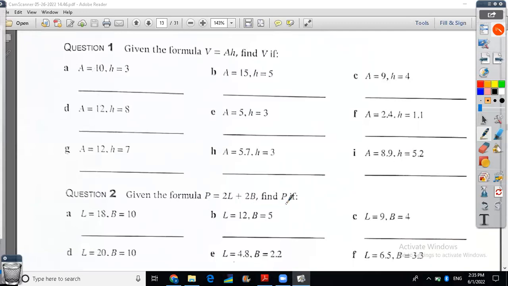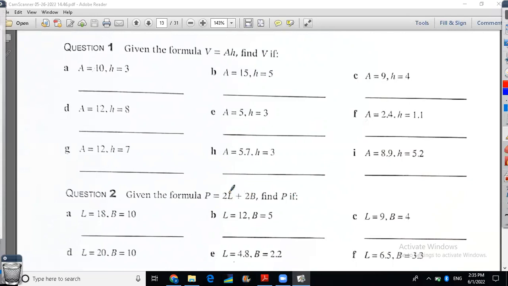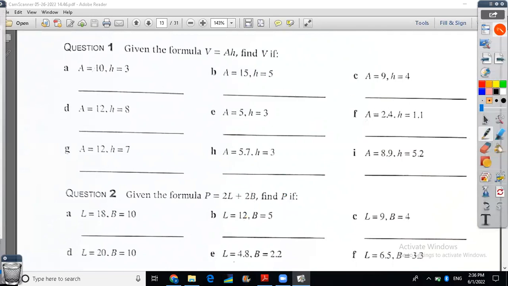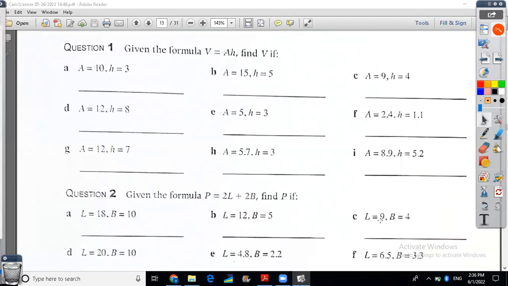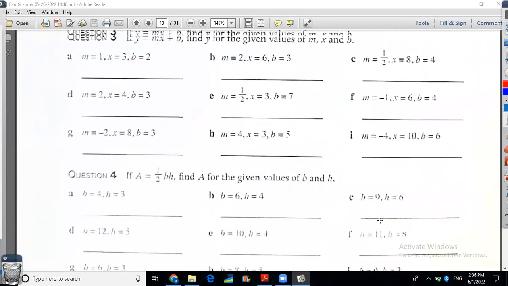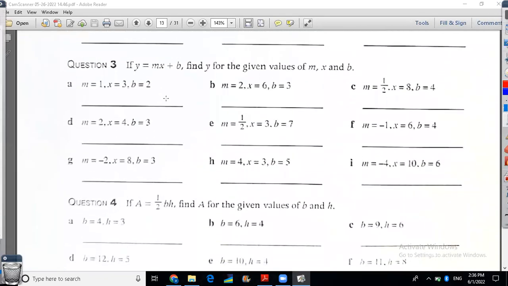Here, P equals 2L plus 2B, which means 2 times L plus 2 times B. So here I replace L and B and put the numbers, exactly like what we've done in the first question. Let's keep going. Same thing here, y equals mx plus b, which means m times x, then you add to it b. So here I need to put, instead of m, the value of m in each question. Instead of x, the value of x in each question. Instead of b, the value of b in each question. That's it.